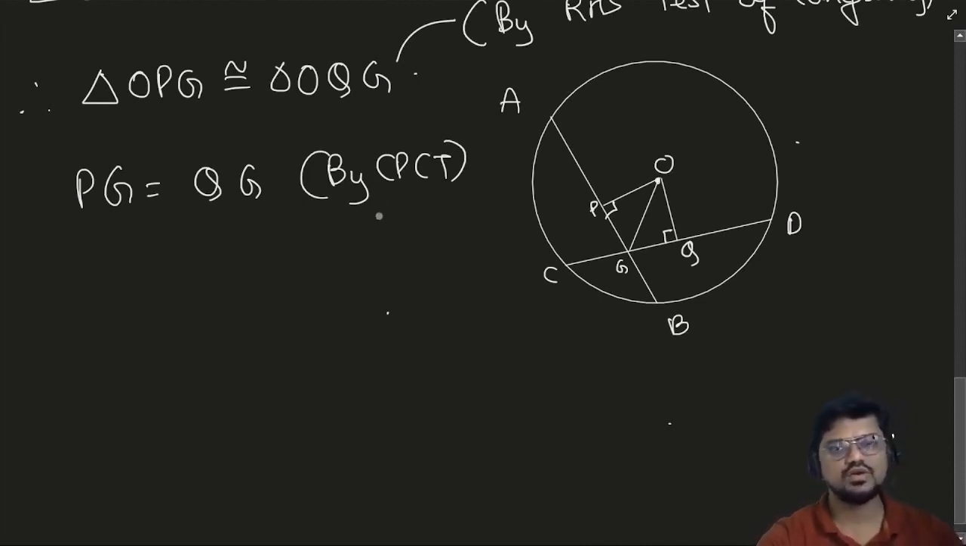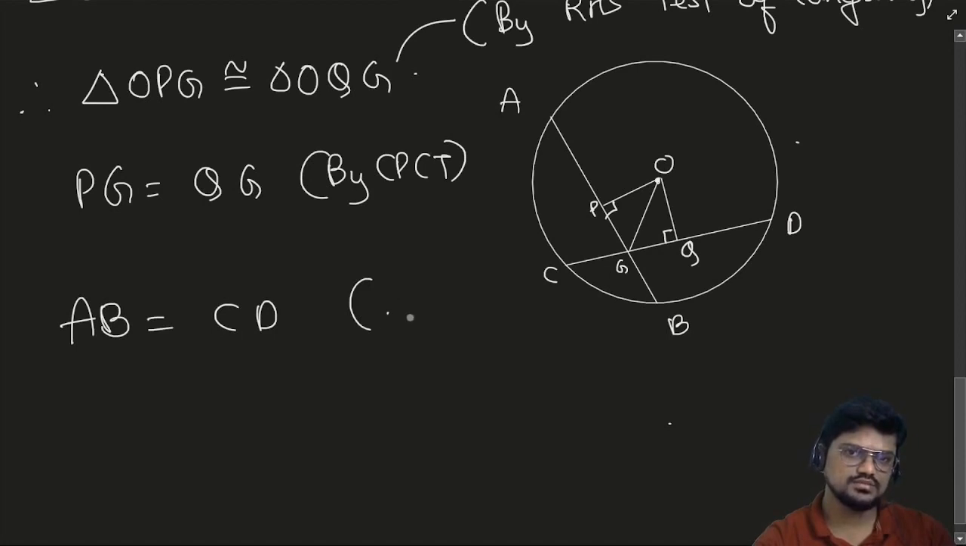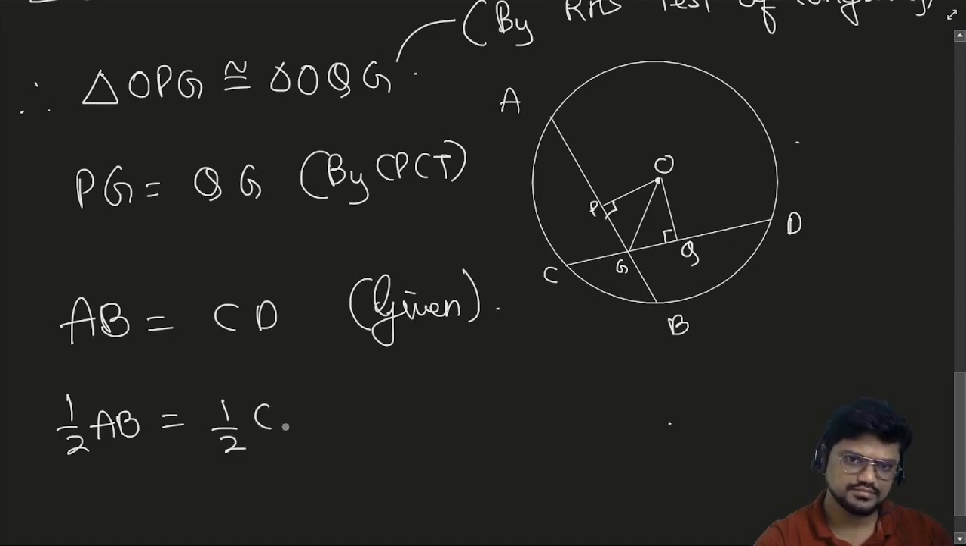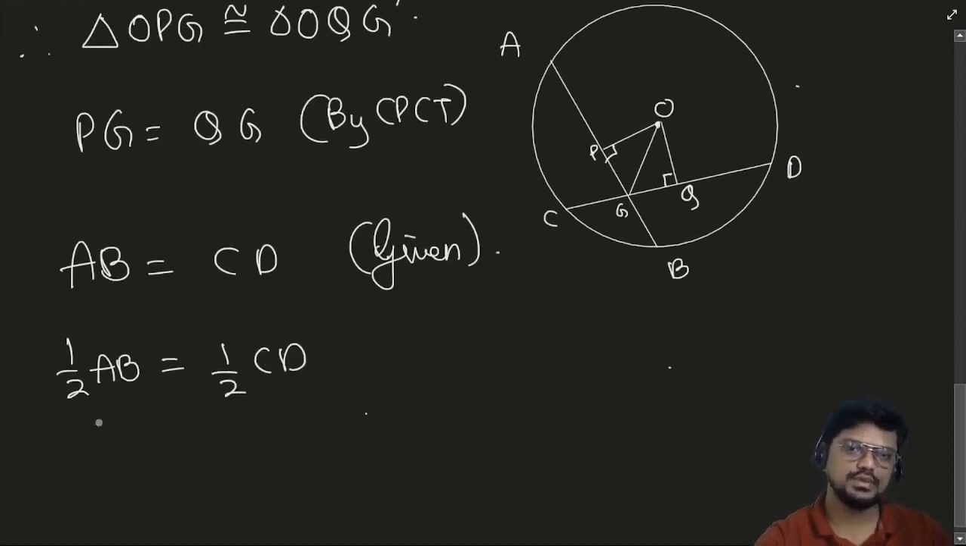Now I know that AB is equal to CD. This was given. So half of AB will be equal to half of CD. Now half of AB will be what? AP. And half of CD will be what? QD.